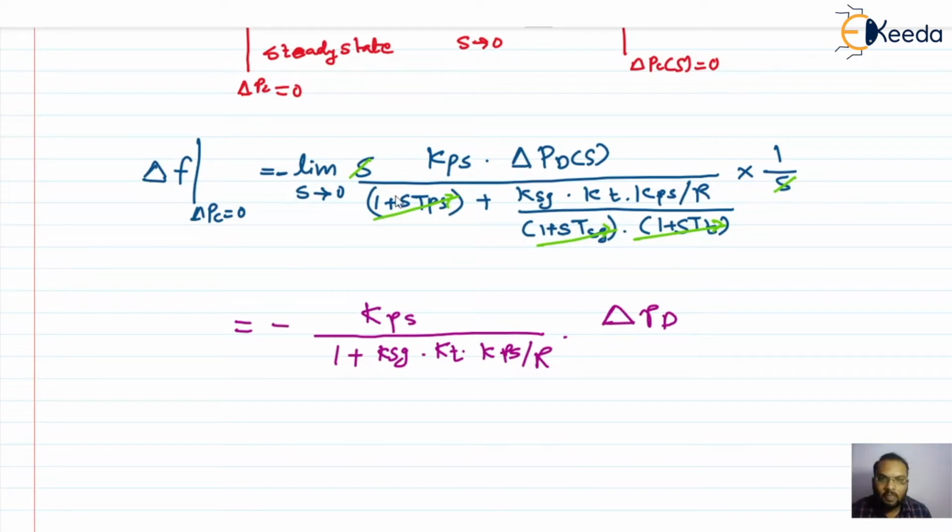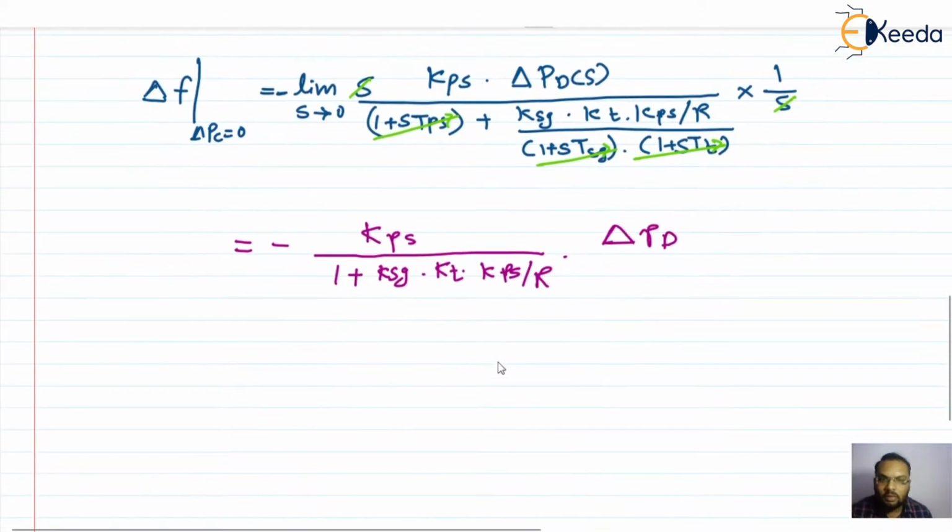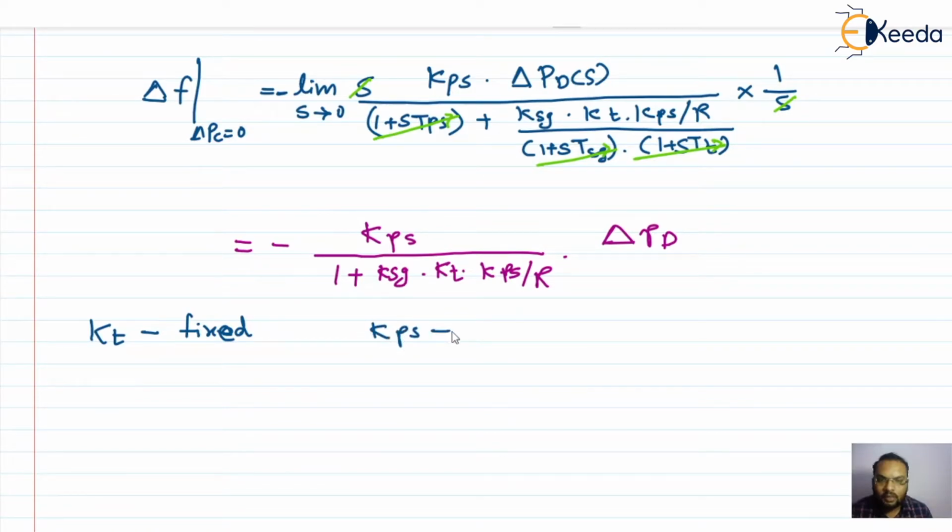Now you see here this Kps, Ksg, Kt, these are the gains of the various blocks in that block diagram. KT is the gain of the turbine and it is a fixed value. Then KPS is the gain of the power system, and it is also fixed. Now we are left with only one gain, that is KSG, the gain of the speed governor. Now this KSG is adjustable; it is not fixed.